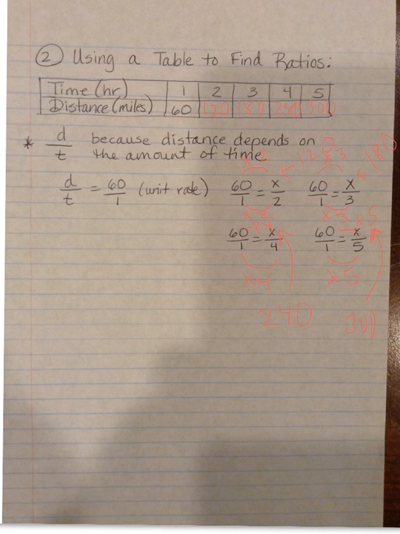So if you look at the chart, if my ratio is 1 to 60, so 1 hour per 60 miles, the equivalent ratio would be 2 to 120, or 2 hours to 120 miles, 3 hours to 180 miles, 4 hours to 240 miles, and 5 hours to 300 miles. And so those ratios are all equivalent because they all equal the unit rate of 1 to 60 or 60 to 1 if we flip them over.